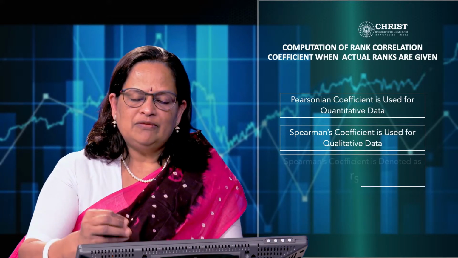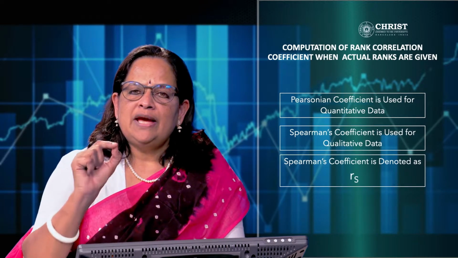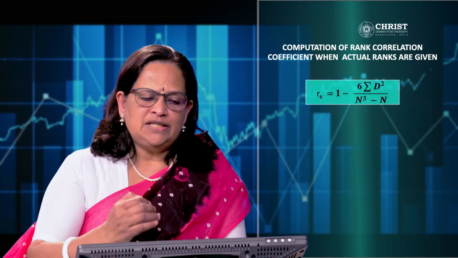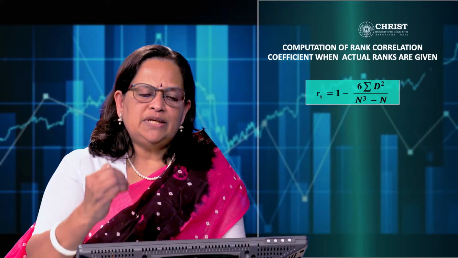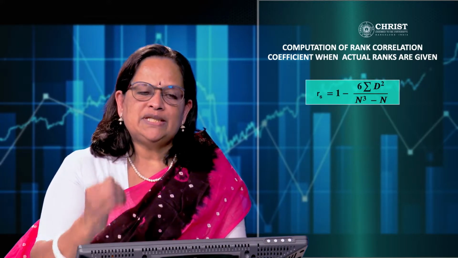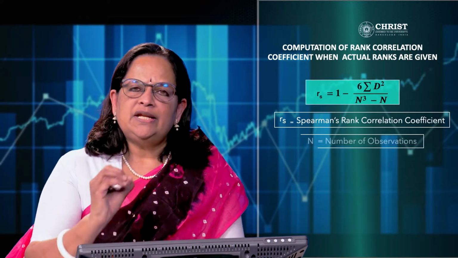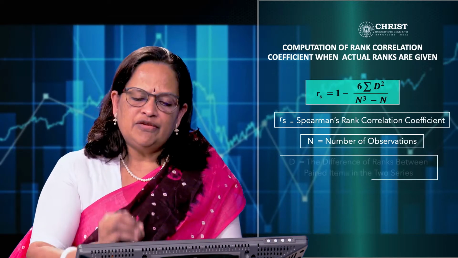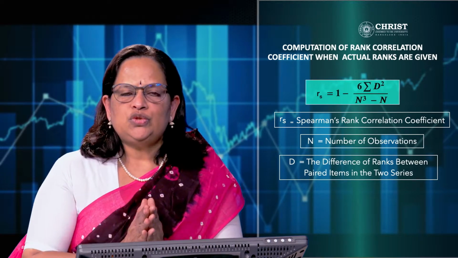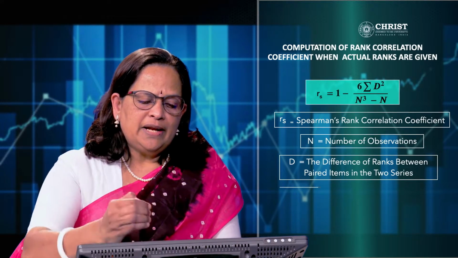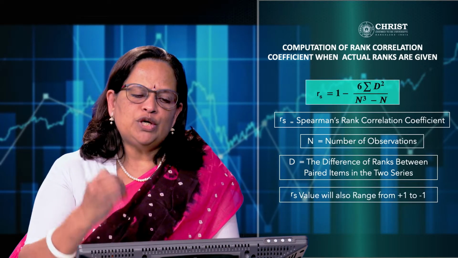So it's denoted by the symbol rs, small r and S, S for the Spearman's correlation coefficient. Now the equation is very simple, that is rs is equal to 1 minus 6 sigma d square divided by n cube minus n. N denotes the number of observations. So rs is the Spearman's rank correlation coefficient. N is the number of observations. D is the difference between paired items in the two series, that meaning the difference between the two sets of ranks. Then rs value will also range from plus 1 to minus 1.